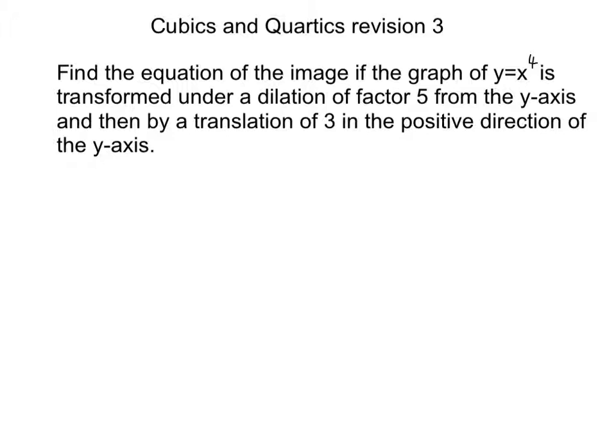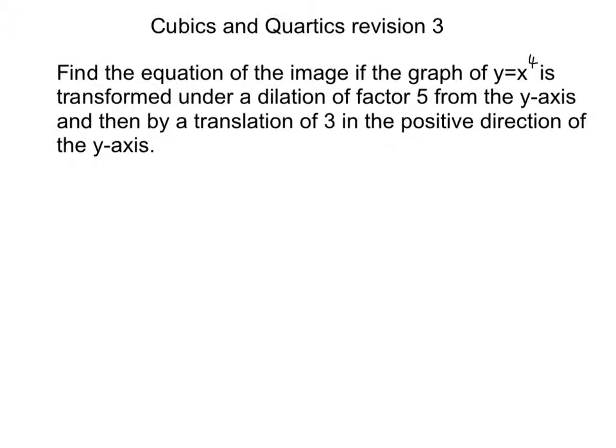This first question we have here is: find the equation of the image of the graph of y equals x to the power of 4 if it's transformed under a dilation of factor 5 from the y-axis, and then by a translation of 3 in the positive direction of the y-axis. Now, I explained a little bit in a previous video about these dilations, so I'll plough straight into this one.